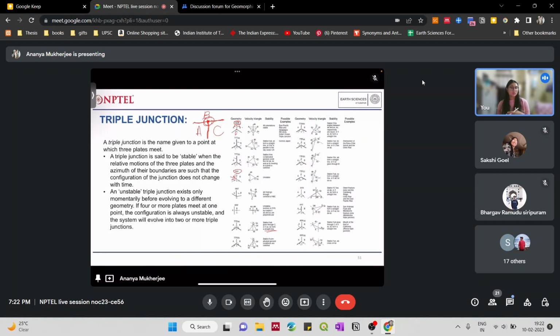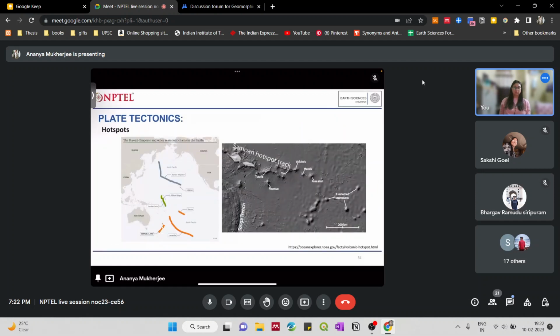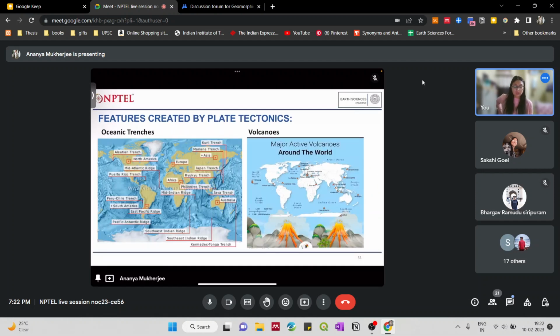Now these are some of the features that we find across the earth. These are some of the features that are formed due to the plate tectonics that are playing a role on the earth. You have oceanic trenches, you get volcanoes, you get hotspots. Okay, I will go through each feature.